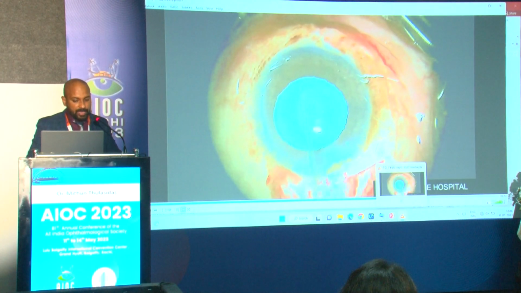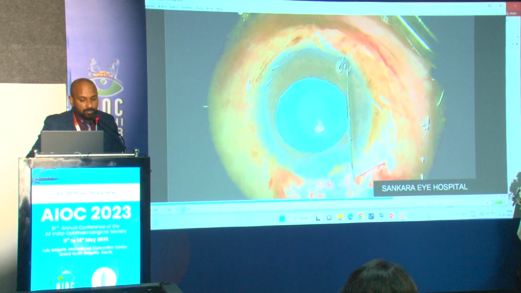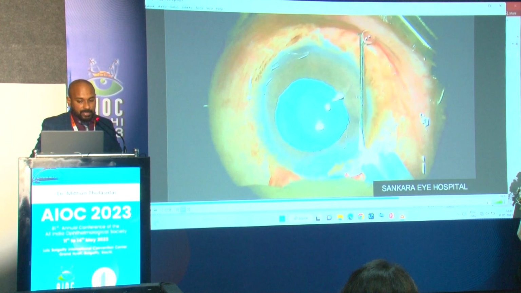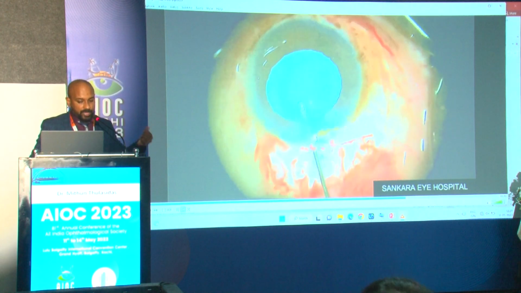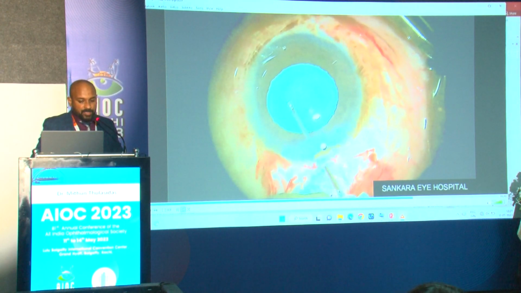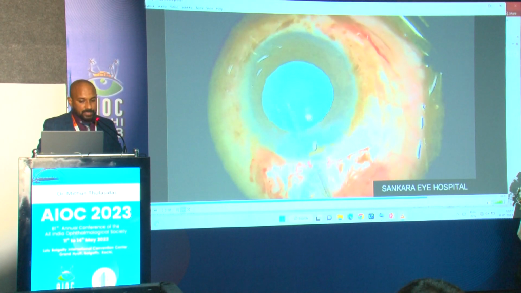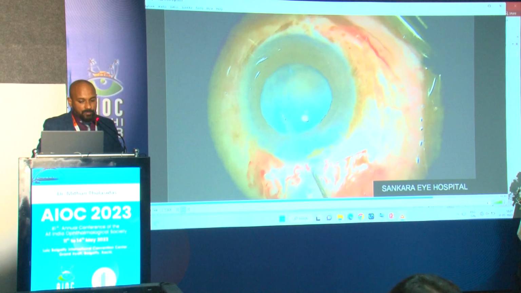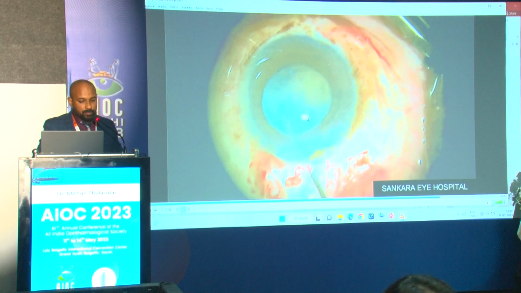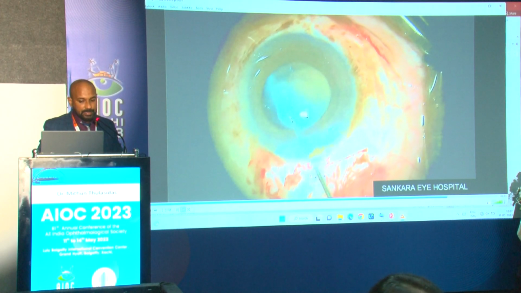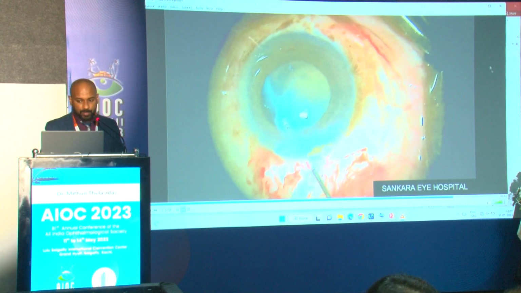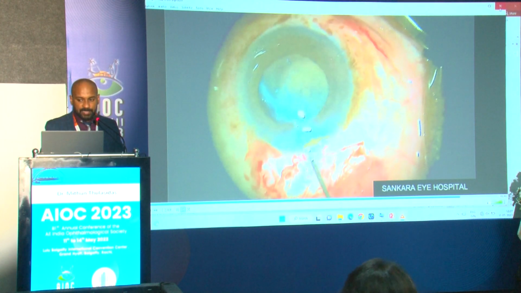There's one more case where you have a lot of liquefied cortex material. Again, the flow is kept open. You can see the BSS is dripping drop by drop, and there's a lot of liquefied cortex. So once it is over, then we actually proceed with the rhexis, and it completes the rhexis.